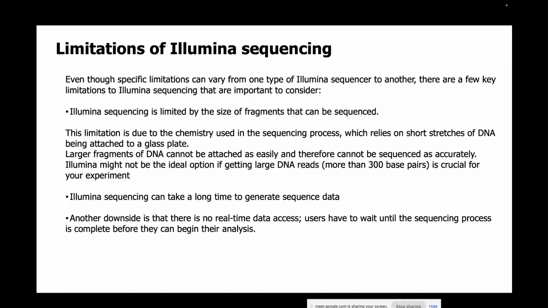But there are some issues with Illumina as well. The first issue is with respect to the size of the fragments. Illumina, as I have mentioned earlier, is a short read sequencing technique. It can give you around 300 to 500 base pairs depending on your experimental procedure.